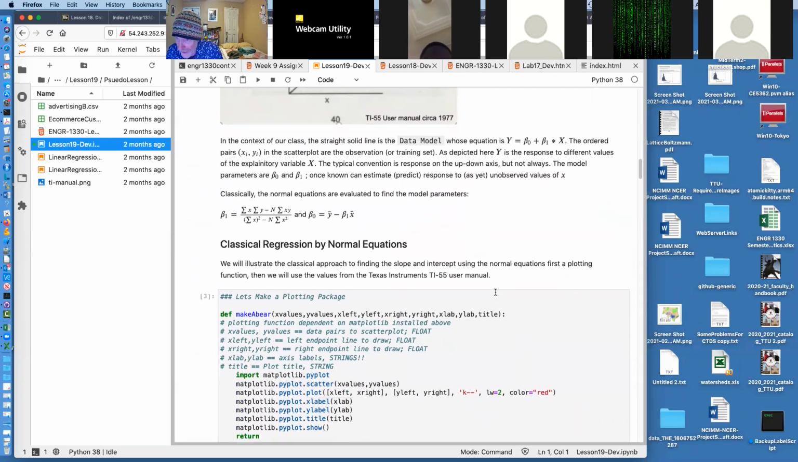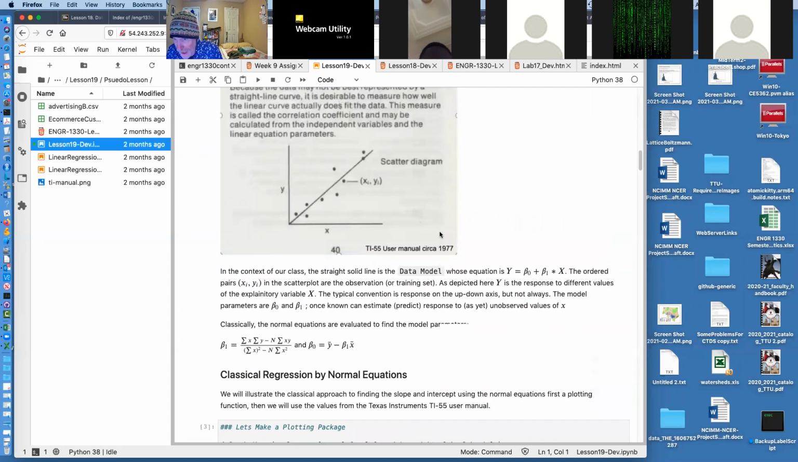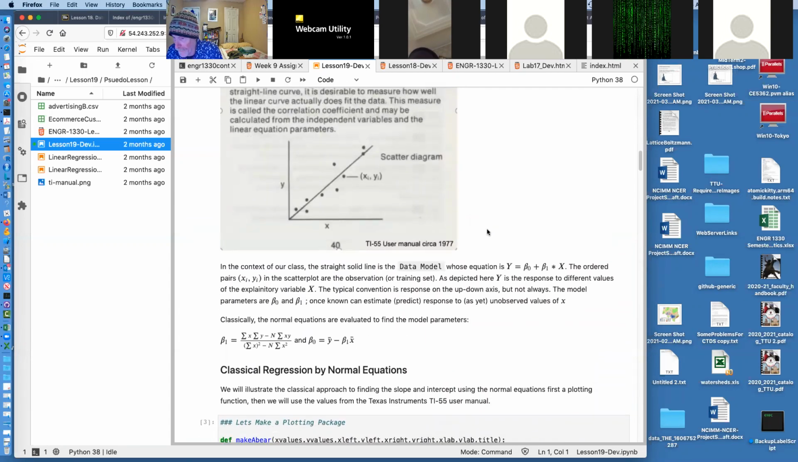In the context of our class, the straight solid line in this figure is the data model. The particular data model in this figure has the structure y is equal to beta 0 plus beta 1 times x, where x in this case is the left-right axis, and y is the response, the up-down axis. The ordered pairs x sub i, y sub i, so each of these dots is called an ordered pair, in the scatter plot are the observations, or foreshadowing to future lessons, the training set.